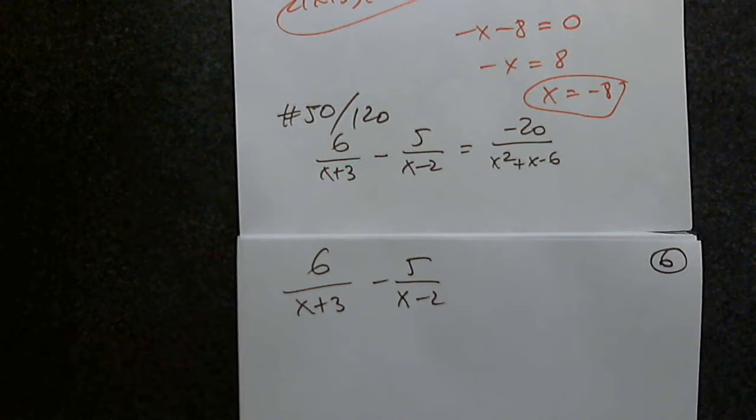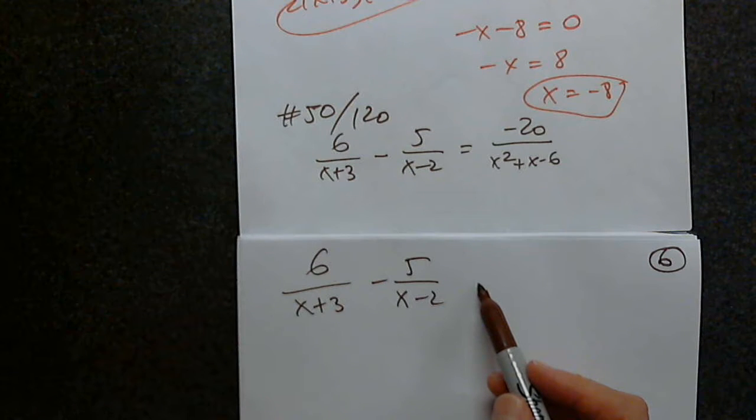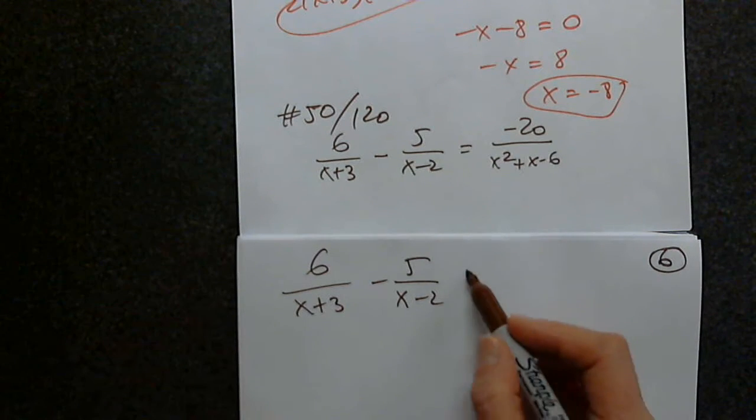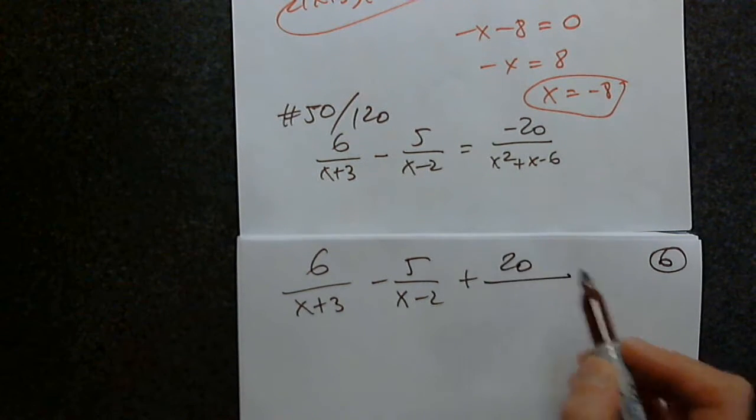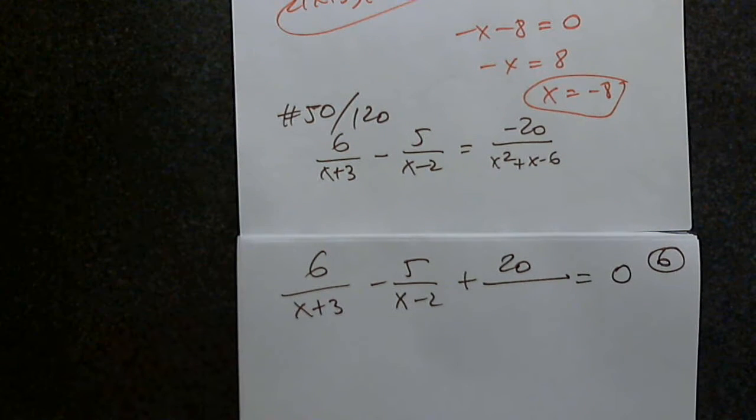Can anyone tell us what is the next step? You could factor the denominator. Well, you can subtract it over, but you... Good. So what do I write? Negative 20 over... What is left on the right? 0. Good. So now let's factor x squared plus x minus 6. Very good. That's the next step.